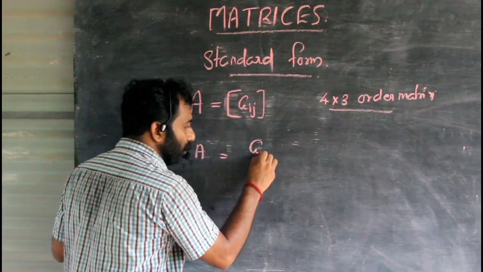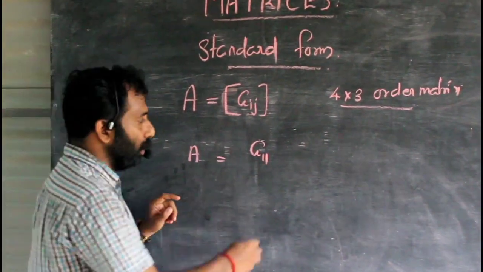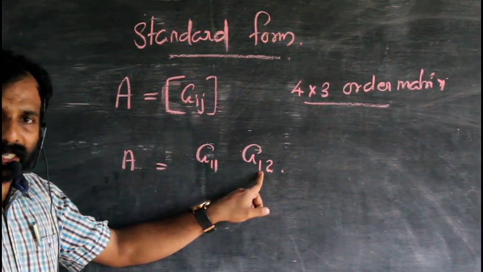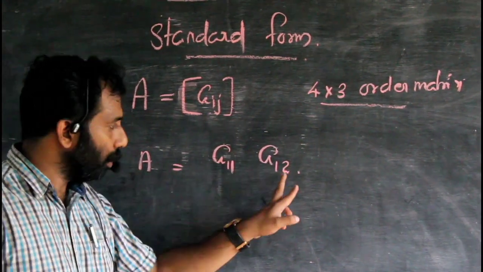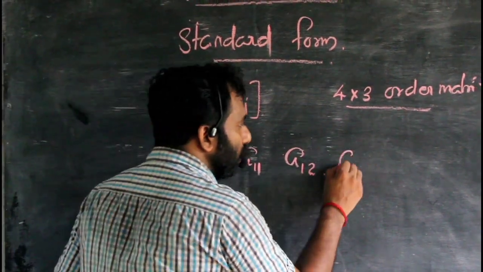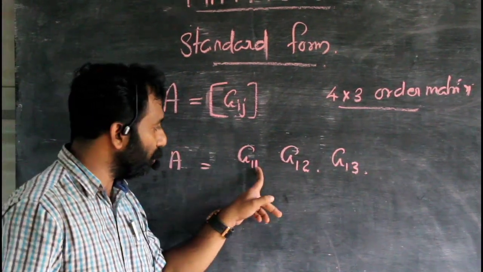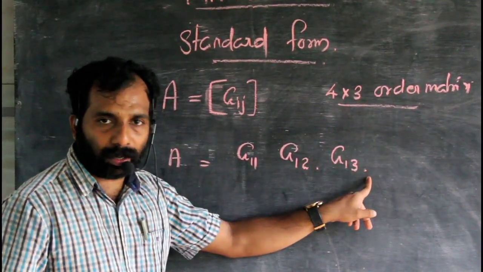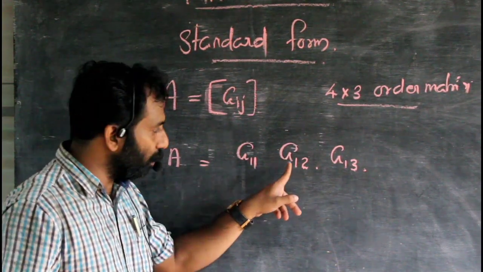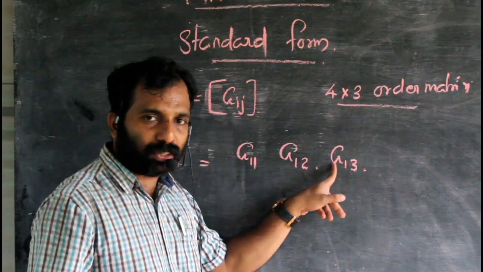So I denote it as A11. 11 means first row, first column. Then the second one, A12. That means the row remains the same, same horizontal line, but the column changed to 2. Next, A13. So the columns are over: first column, second column, and third column. So A11 represents the element in the first row, first column. A12 represents the element in the first row, second column. A13 represents the element in the first row, third column.